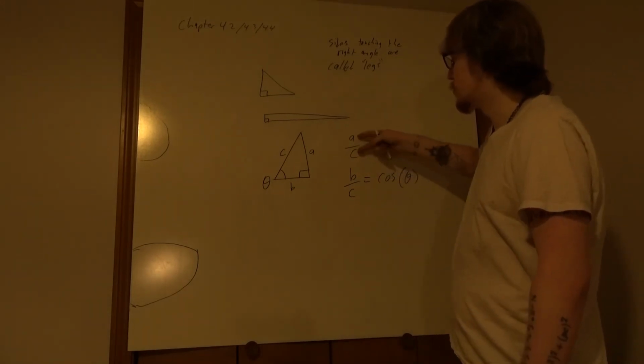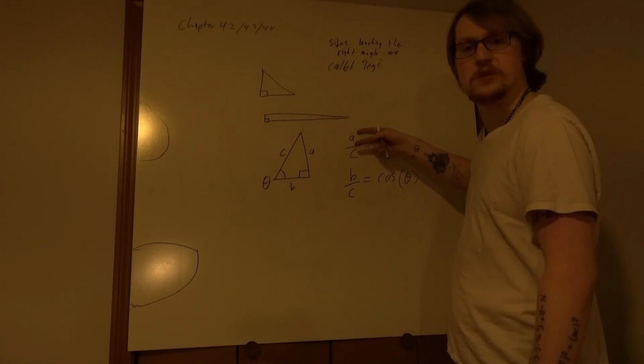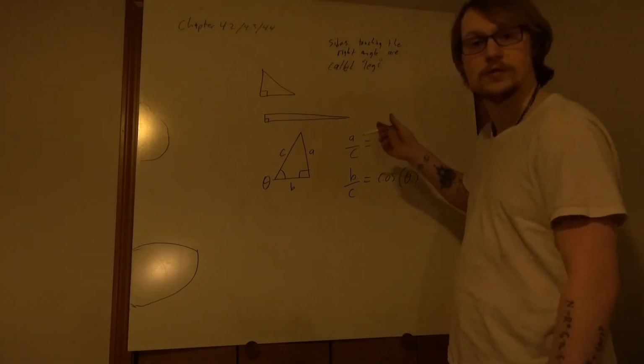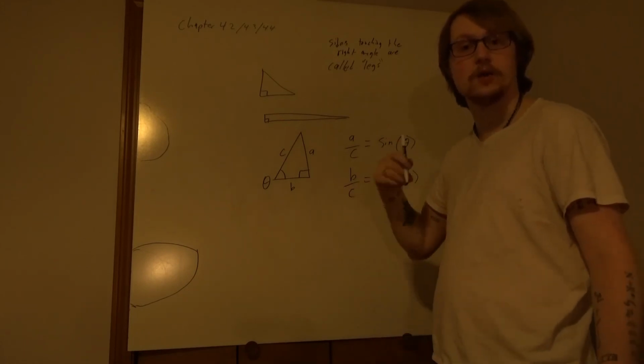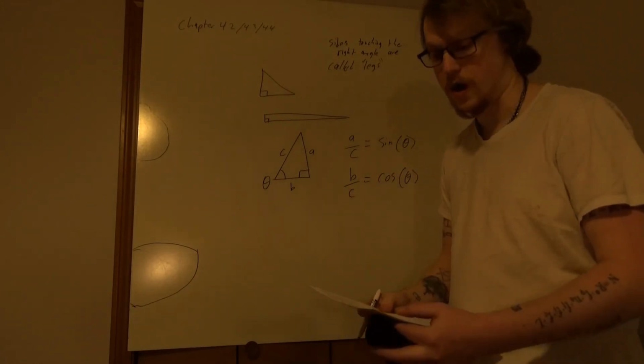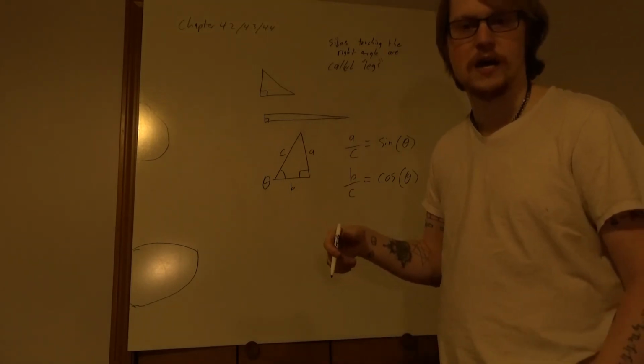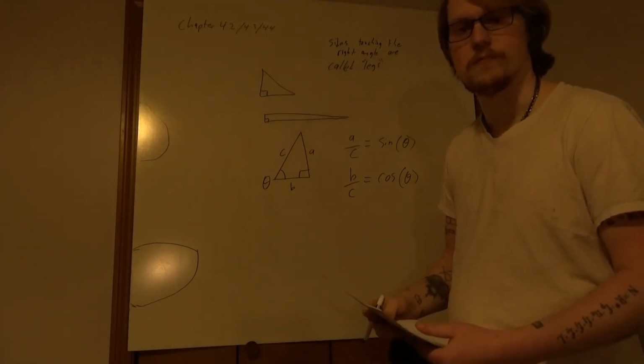Obviously, I could also take the reciprocal of this and have the ratio of C over A, and that should give me exactly 1 over sine. And in fact, that's actually called the secant function, but because the reciprocals are defined in terms of sine and cosine, we don't really bother with them that much.